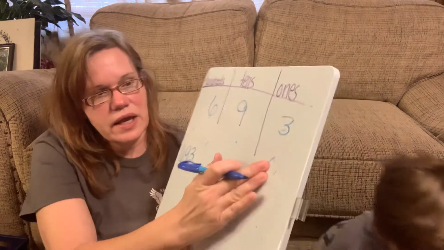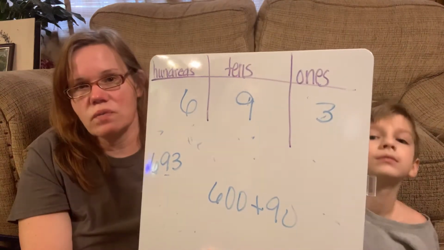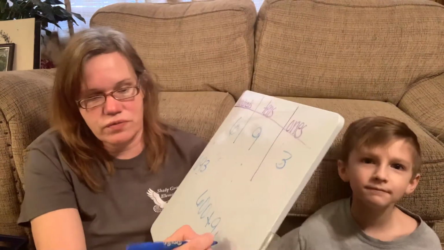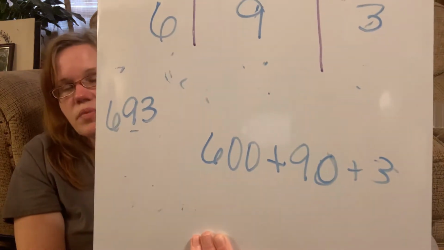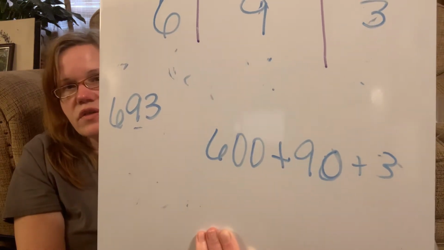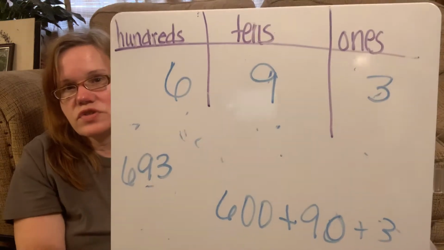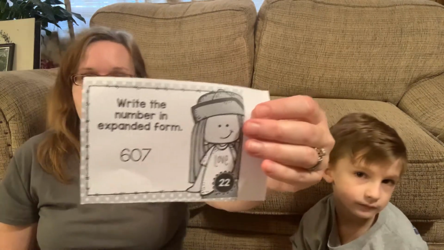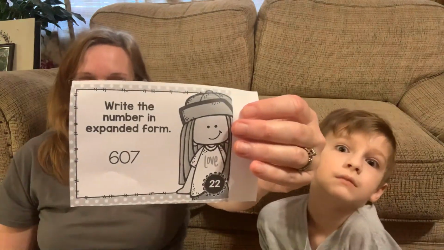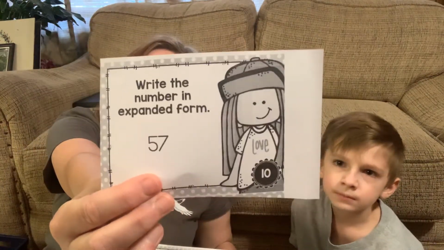Very good. And how much is the 3 worth? 3. Very good. So I have 600 plus 90 plus 3. That is the expanded form for 693. For homework, I need you to write 607 in expanded form and 57 in expanded form. That's your homework for tonight.